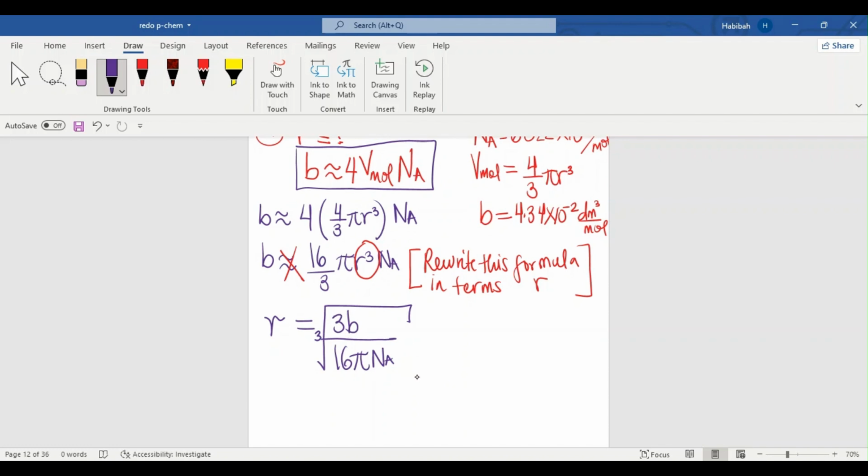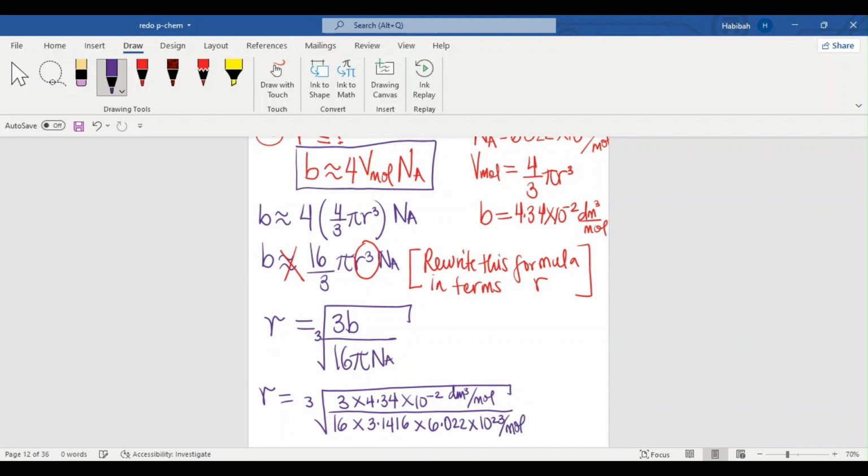All we have to do from here is simply substitute. So R is now going to be the cube root of 3 times b, so that'll be 3 times 4.34 times 10 to the power negative 2 dm cube per mole, divided by 16 times pi. We know that is 3.142, but I'm going to be using 3.1416, times the Avogadro's constant, which we know to be 6.022 times 10 to the power of 23 per mole. So that's how this is done.